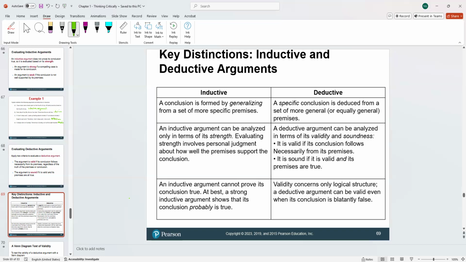So that's inductive reasoning. However, if we debate about the earthquake, based on studies we know there is a possibility that an earthquake hits a certain area at a specific time. That is based on facts, so it would be deductive, for example. All right. And we said validity concerns only logical structure. A deductive argument can be valid even when its conclusion is blatantly false, right?